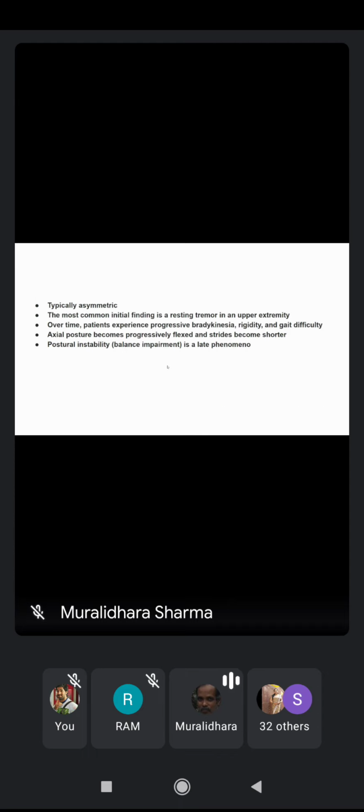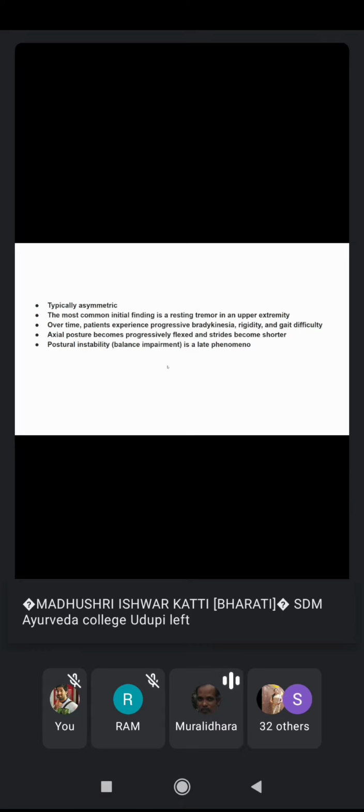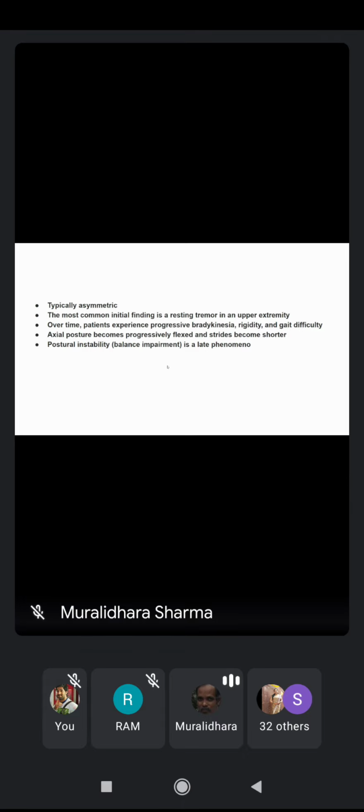In a typical Parkinson's disease, the symptoms will be asymmetric, more on one side than the other. The most common initial finding is resting tremor in the upper extremity, most commonly in the hands, which presents in the resting condition. It's typically a pill-rolling type of repetitive movement.